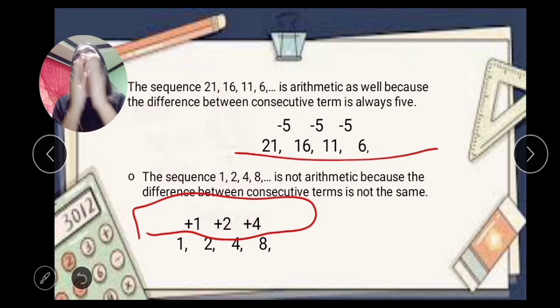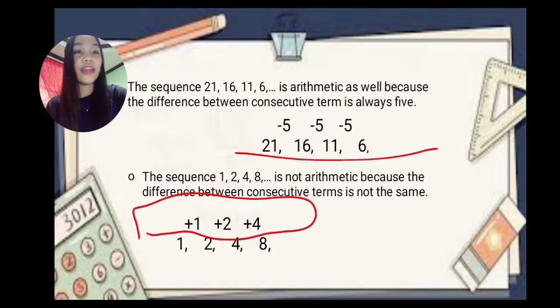Diba kanina pag sinabing arithmetic sequence, dapat pareho yung difference ng consecutive term nila. So, katulad dito, 1 plus 1 equals 2. Yes, 2 plus 2 equals 4. Correct naman. 4 plus 4 equals 8. Tama naman yun. Kaya lang, hindi pareho yung difference, kaya hindi ito arithmetic sequence.